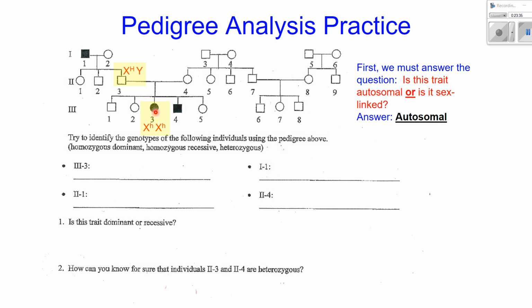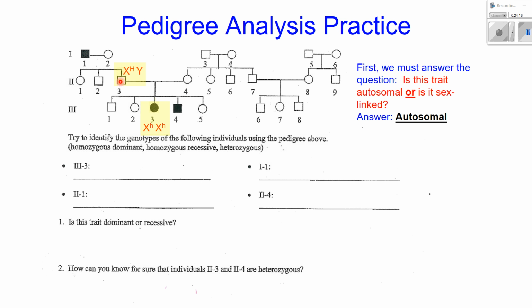So that means this would be a lady with hemophilia, X little h, X little h. Of course, she would have to get one of those little h's from her mom. So maybe her mom was a carrier, even though her mom clearly did not have hemophilia, but she could have been a carrier. But that means the other little h would have to come from her dad. That means this would have to be a little h right here. And we know that's not so, because if that was a little h, this would be a male with hemophilia, and he would be shaded in.